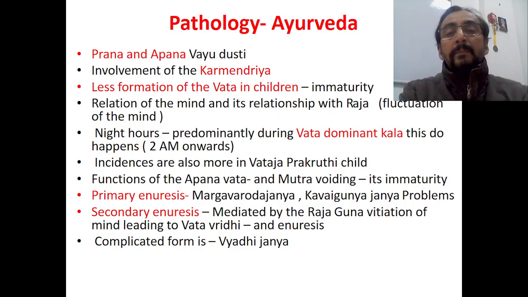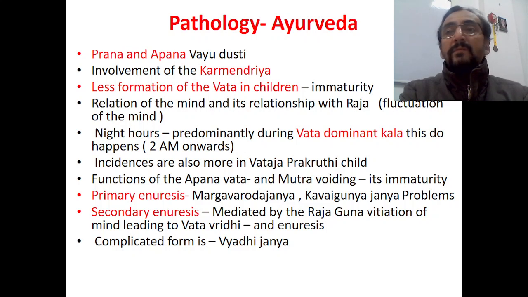Therefore, he says, Bishak Komar Vrityaste Karanam Nitya Dukkitaha. So there is a sort of immaturity existing in the organ system or functional integrity. We also know the relation of the mind and its relationship with Raja. Raja will increase by Vata Guna, and Raja will decrease by Vata. There is an interrelation between Raja and Vata; increase in Raja also leads to increase in Vata and vice versa.